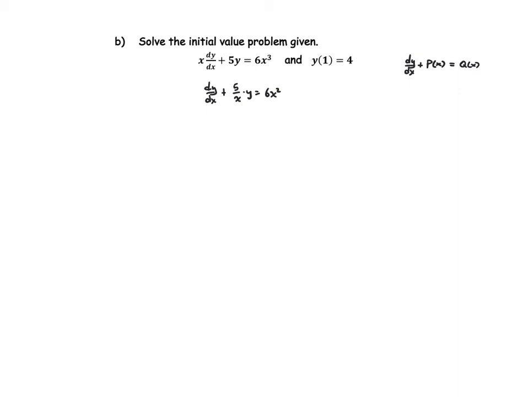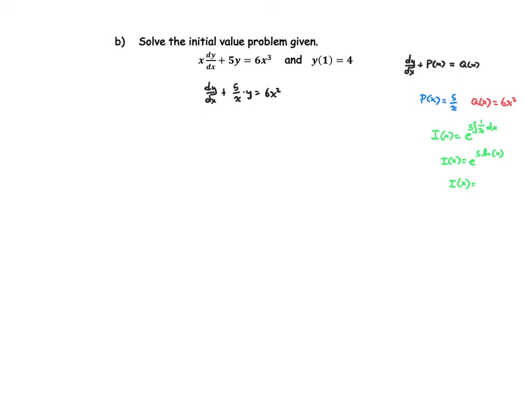Okay, so let's identify p of x and q of x. p of x is going to equal 5 over x. q of x is going to equal 6x squared. All right, so I of x will equal e to the integral of, I'm going to put 5 times the integral of 1 over x dx. I do that just to keep things simple, which means that I of x will equal e to the 5 ln of x. We have to use some properties of logarithms here.